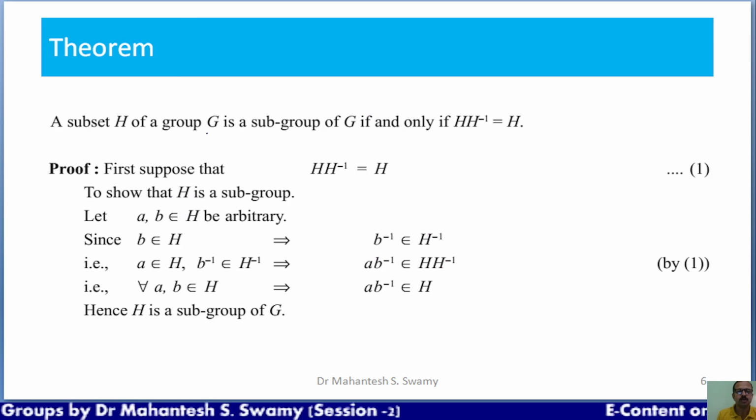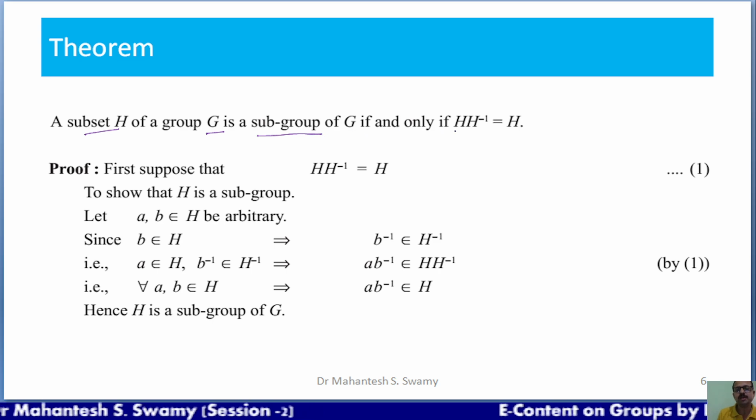Again, G is a group with the binary operation star, or it can be taken as multiplication. H is any subset of G. H can be taken as a subgroup of G if and only if the product H into its inverse, H inverse, is equal to H. You should understand again what is H inverse.